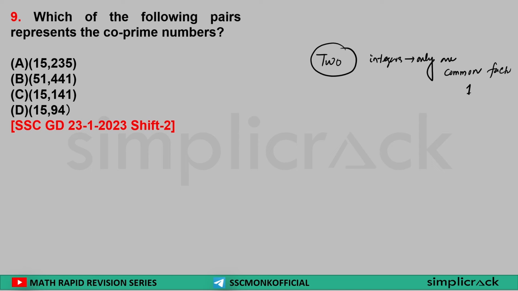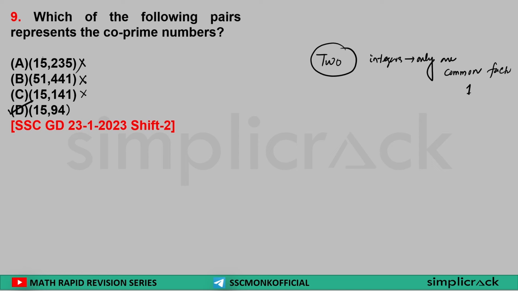Now understand this. 15 here, 5, 3, 5 here. 5, 5, both will be divisible by 5. So this cannot be co-prime numbers. Clear? Yes. 5 plus 1, 6, 4, 4, 8 plus 1, 9. That means both these numbers are divisible by 3. So this cannot be co-prime numbers. 1 plus 5, 6, 4 plus 1 plus 1, 6. Both are divisible by 3. So this cannot be co-prime numbers. So what is remaining? Option D.